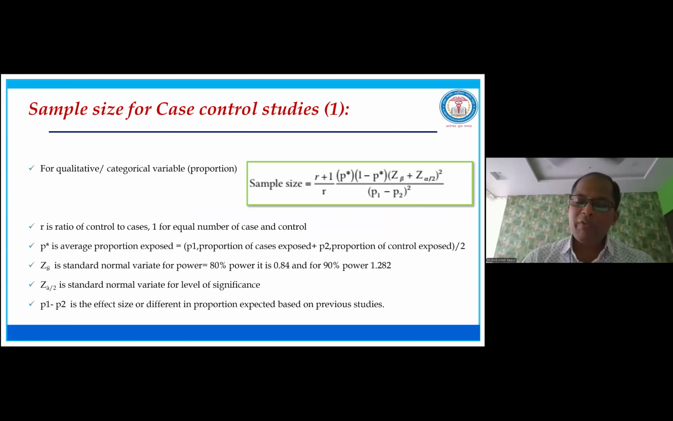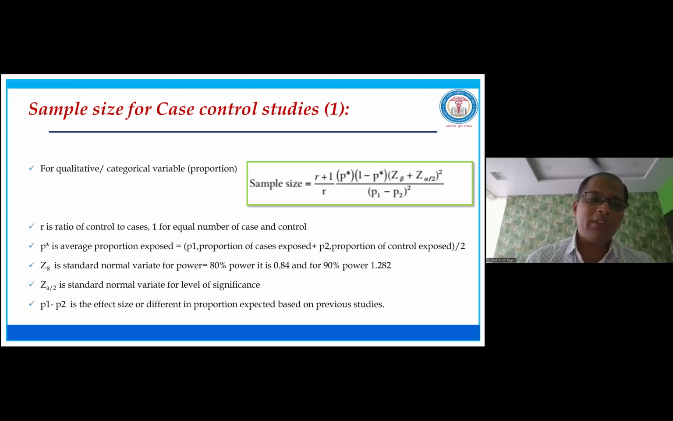In a case-control study, where we are taking two groups, one is cases and another is controls based on our operational definitions, and we just want to compare the proportions of exposure in cases and controls, this is the formula for sample size calculation, where R is the ratio of control to cases. Normally we take 1:1, but in a few studies we can take 2:1 or 3:1 also, that is control to cases. So accordingly we have to take the value of R, where P is the average of P1 and P2. P1 and P2 are the exposure rates in cases and controls.